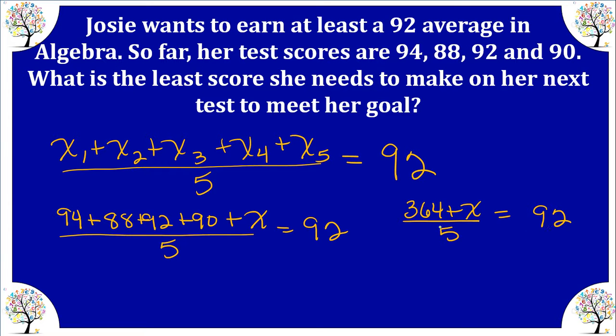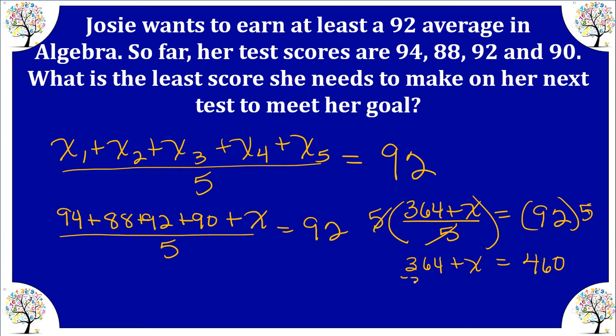So we're solving, so we've got to get rid of the division first. We're going to multiply both sides times 5. We get 364 plus x equals, and then 92 times 5 gives us 460. Subtract out your 364.